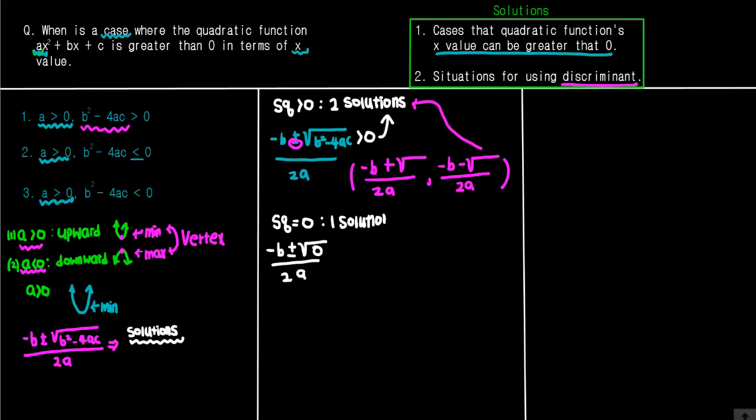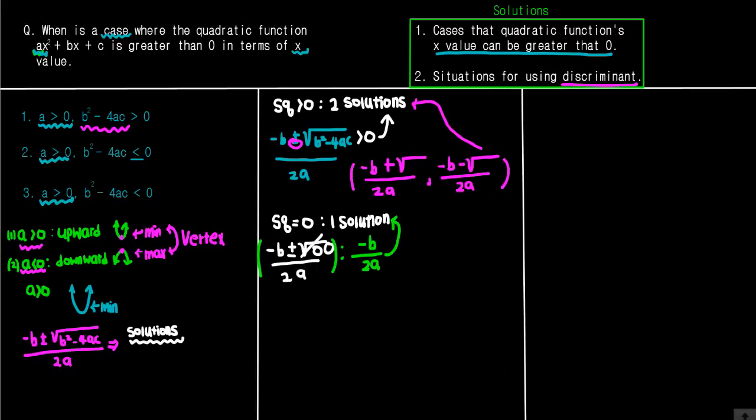The reason why it only contains one solution is because if it's just a square root of 0, even though we apply plus or minus, this won't affect our original function because it's still 0. So the only solution that we have in here is when the square root inside is equal to 0, it is going to be negative b over 2a. This is our solution when the square root inside is equal to 0.